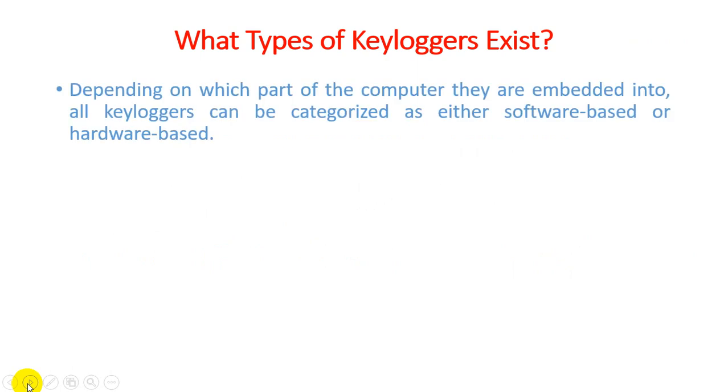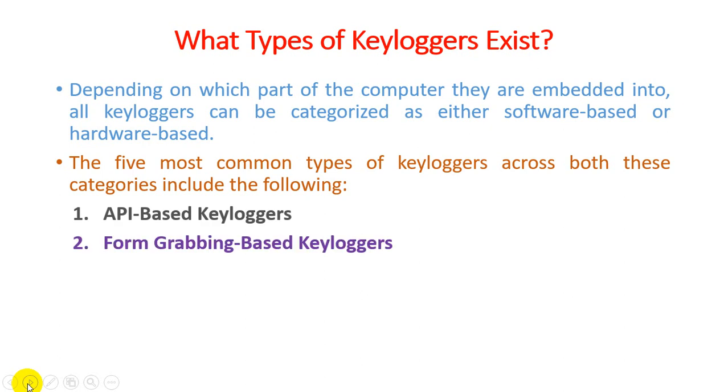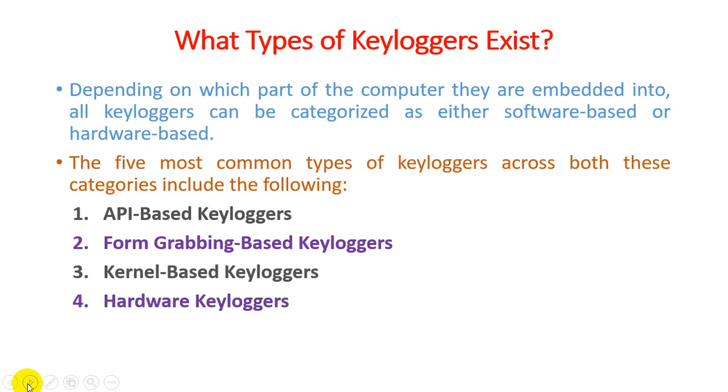Depending on which part of the computer they are embedded into, all keyloggers can be categorized as either software based or hardware based. So we can easily say that keyloggers are divided into two different sections, software based or hardware based. The 5 most common types of keylogger across both these categories include the following. First one is API based keylogger, second one is form grabbing based keylogger, third one known as kernel based keylogger, fourth hardware keyloggers, and fifth one is acoustic keylogger.